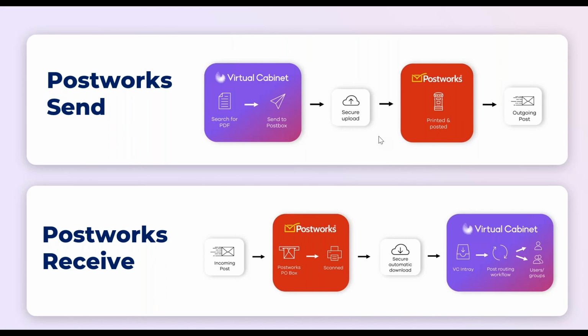The other thing that Postworks can do is take your mail, open it, scan it, and send it to you electronically. Obviously, if you're with Virtual Cabinet, they can take your post, open it and scan it and send it to you, and we've set up a Postworks in tray, a group in tray, where the documents would arrive, and then you could route it through your normal post procedures within Virtual Cabinet. I'm just going to show what that looks like from Virtual Cabinet itself.